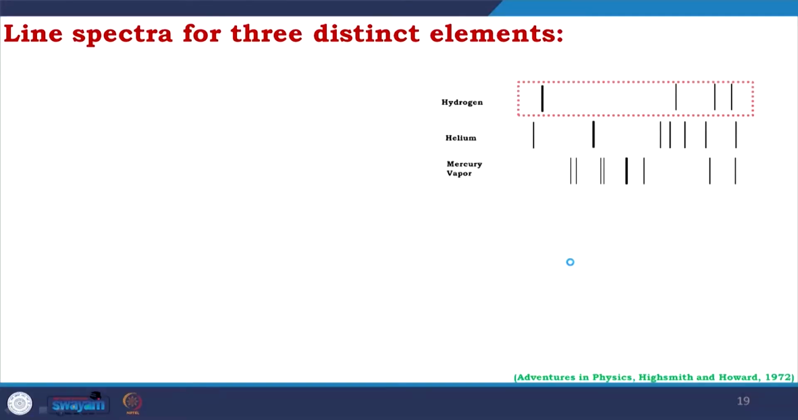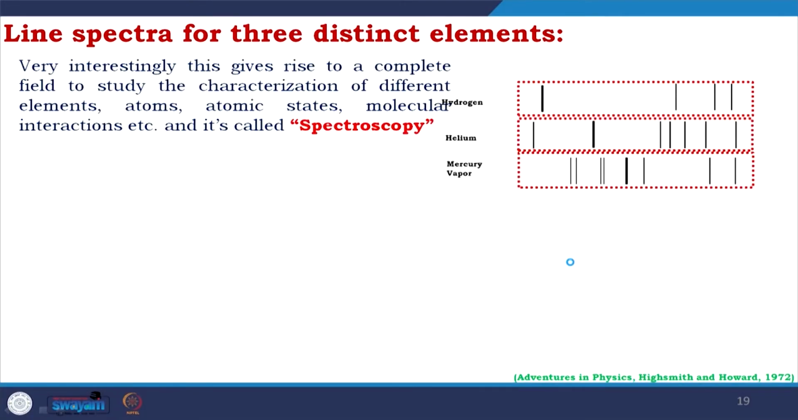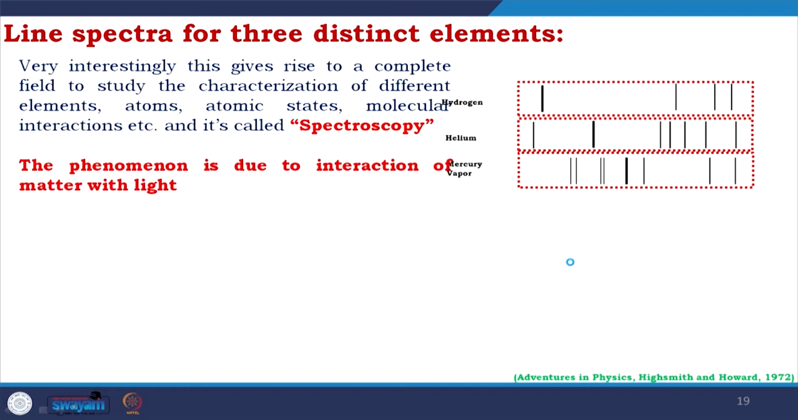We assume that looking at those spectra we could differentiate hydrogen, helium and mercury. But now if you see something more, very interestingly, this gives rise to a complete field of study we talked about, of different elements, atoms, atomic states, molecular interactions, and it is called spectroscopy. And we now know that the phenomenon is due to the interaction of matter with light. But now we have something additional to look at.